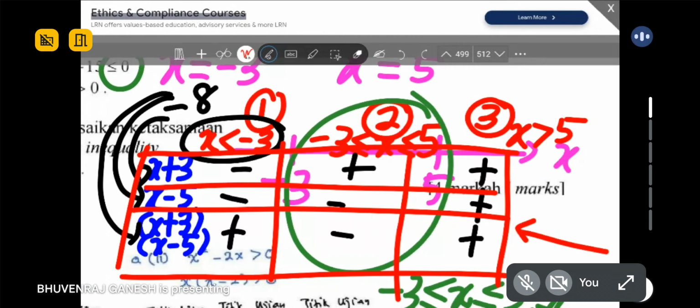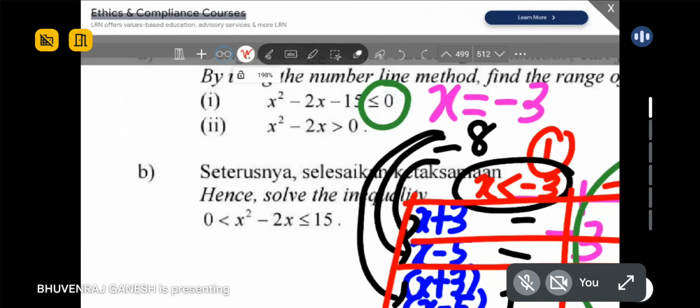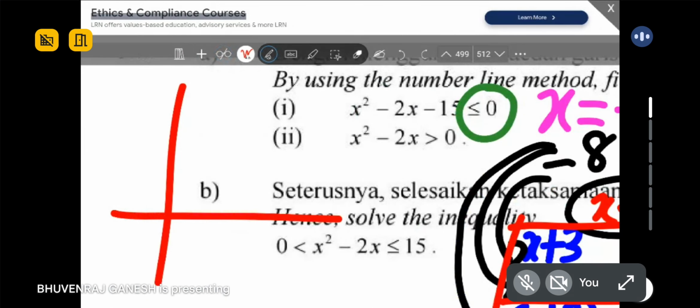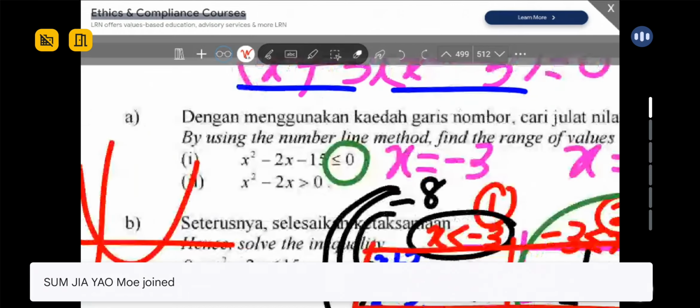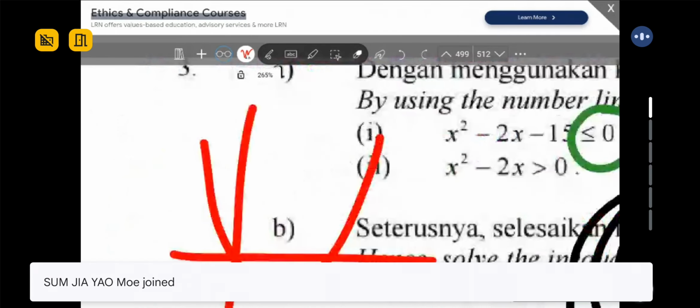So actually the difference is very small. Sangat kecil saja. Dua kaedah ni. Are you clear? Graph means you draw graph lah. This one quadratic graph, right? So something like this. Okay, and then you label your roots negative 3 and 5.